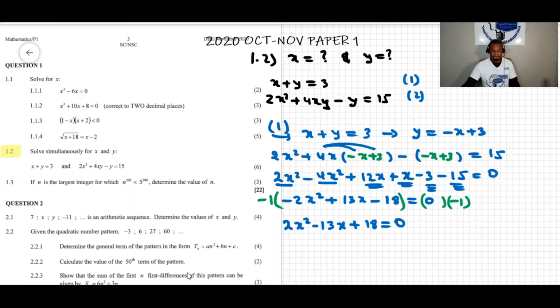Okay. Now to solve this, this is what I can do. I look at x squared, which has a coefficient of 2. So I will do 2 times 18, which equals 36. Now I want to list all the factors of 36, preferably in ascending order.